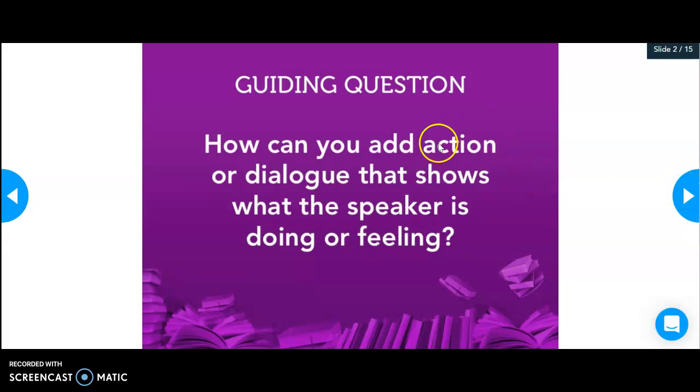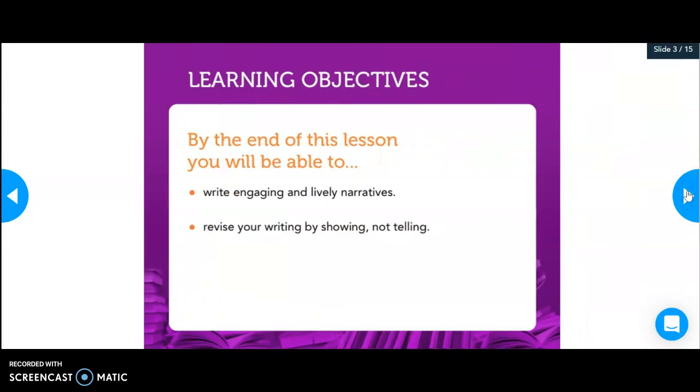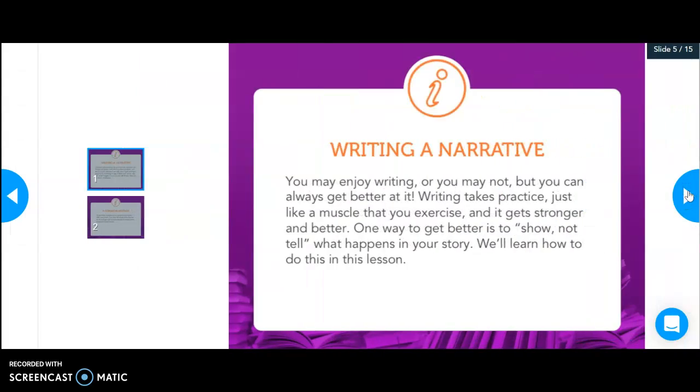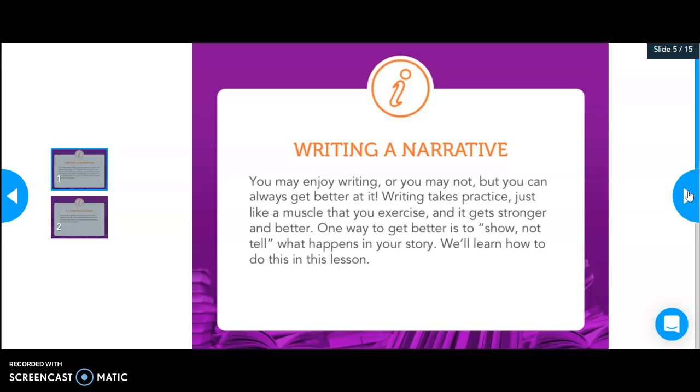So we want to add sensory details to our action so that we can show what's happening, and the dialogue should be a conversation between the characters that also helps us to visualize. So when we're writing a narrative, we need to practice. We need to show and not tell.